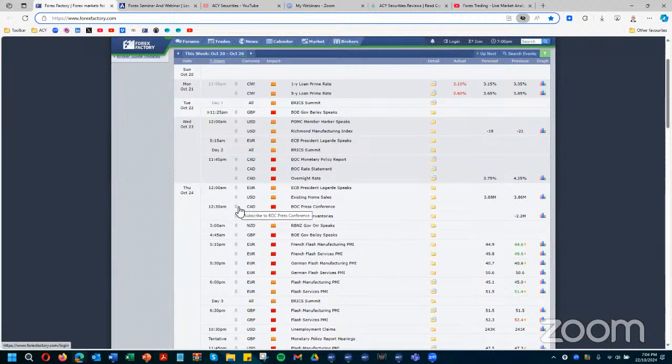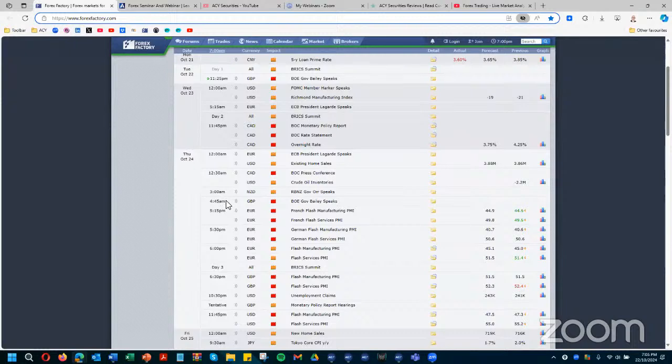Then moving into the new day on Thursday, 12:30 a.m. in the morning for me, Bank of Canada press conference. They'll be moving on from the interest rate decision. And then into Thursday, 4:45. I should correct myself, this is still within the early morning of Thursday, 4:45 a.m. For the pound, we have Bank of England Governor Bailey speaking. Then into the evening, we have the flash manufacturing and flash services data from a number of different countries.